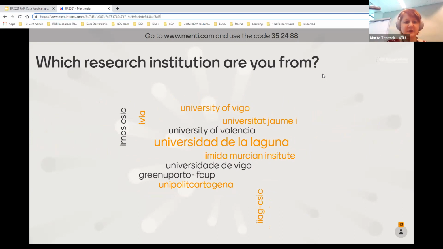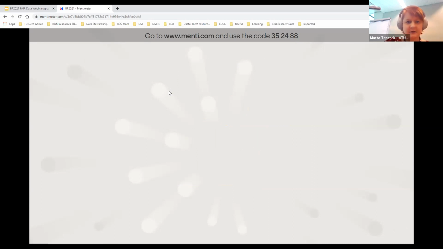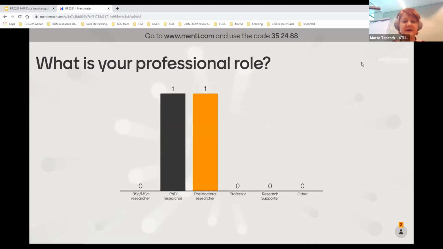And the second question that we have for you today, my slides are not advancing somehow. Yeah, sorry. Now they advanced too fast. What is your professional role? We would really appreciate if you could tell us what your level is, at which career stage you are performing your current research, or if you are a research supporter or something else. We have a PhD researcher, more PhD researchers, research supporters, welcome. Thank you very much for joining us.